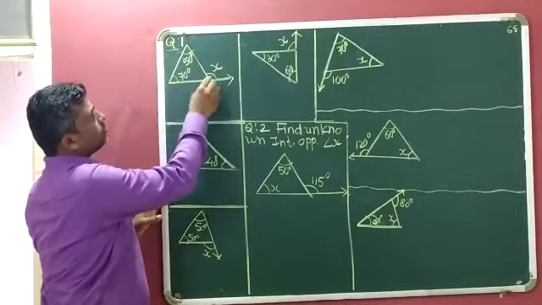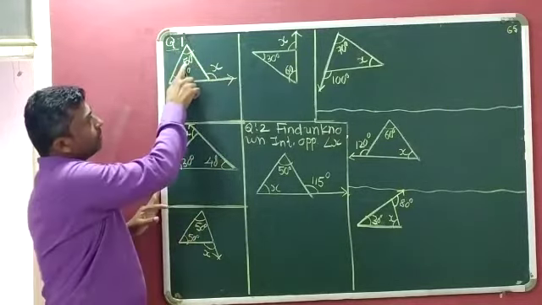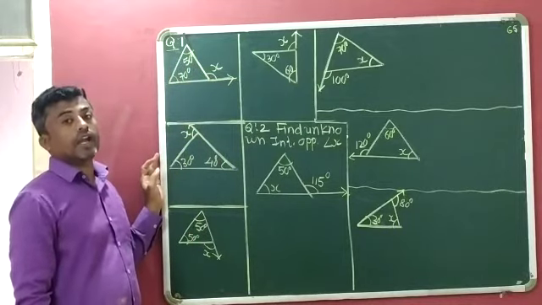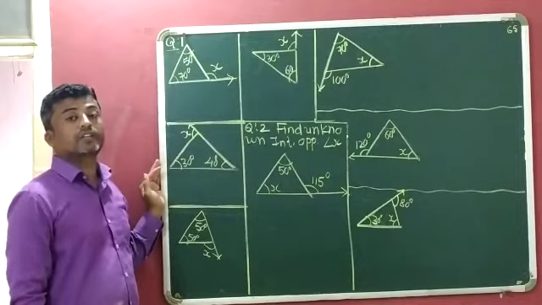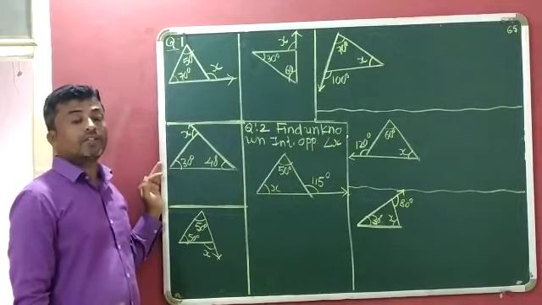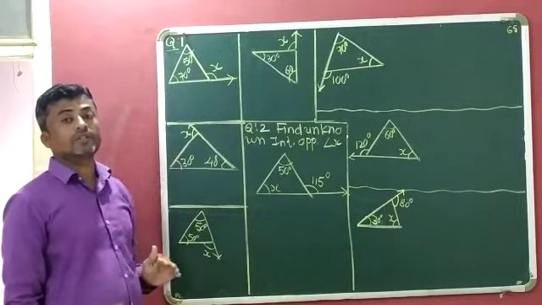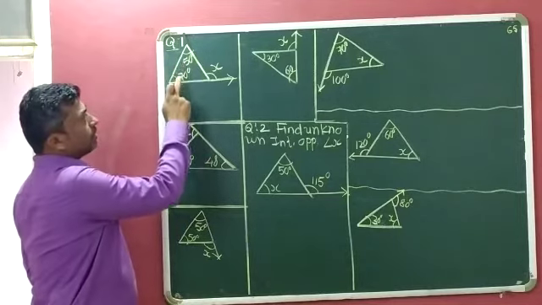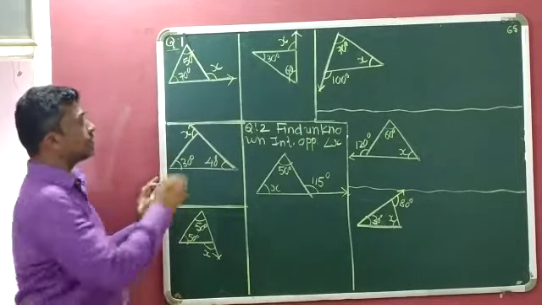So see here, in this figure, this is the unknown exterior angle x. And this 50 degree and 70 degree are interior opposite angles of the given triangle. And already we know the exterior angle property. What is the exterior angle property? An exterior angle of a triangle is equal to the sum of its interior opposite angles. So see here, 50 degree plus 70 degree is equal to exterior angle x.